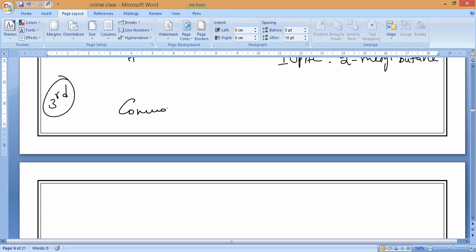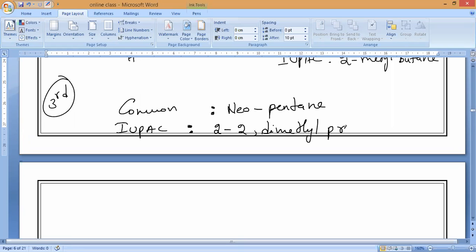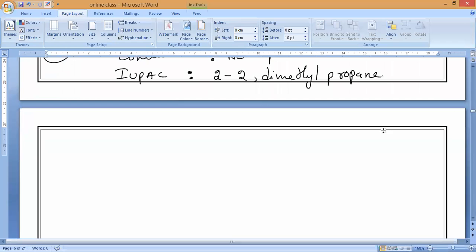C5H12. The third one, common name is called neopentane. And the IUPAC name, I am asking this only. Understand? Pentane alone, third isomer. So the third one is 2,2-dimethyl propane. Understand? Dimethyl propane. So now you can proceed.